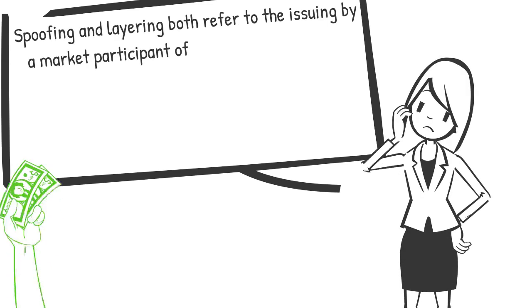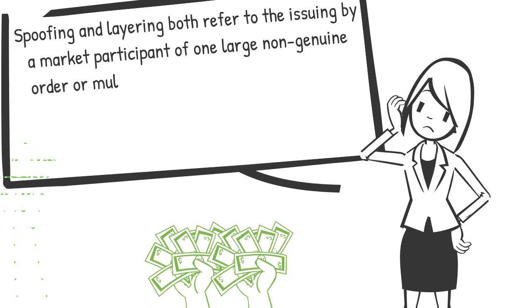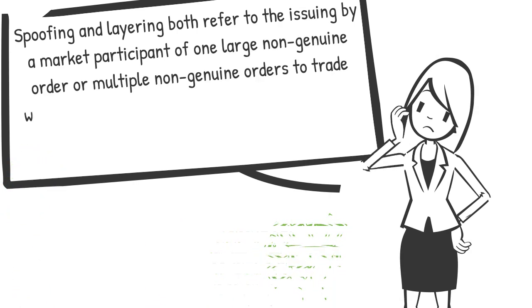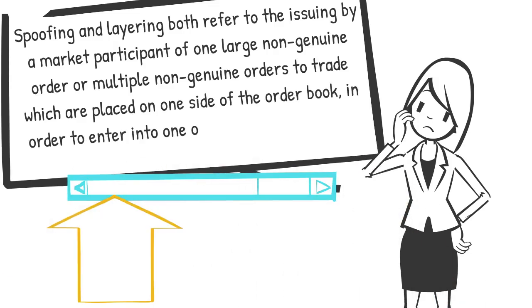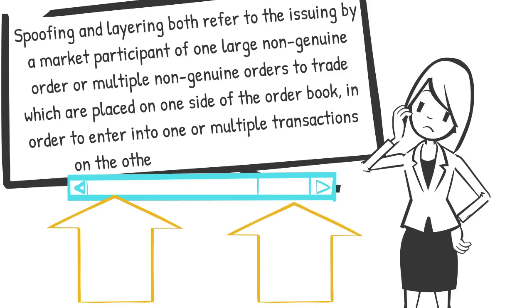Spoofing and layering both refer to the issuing by a market participant of one large non-genuine order or multiple non-genuine orders to trade which are placed on one side of the order book in order to enter into one or multiple transactions on the other side of the order book.